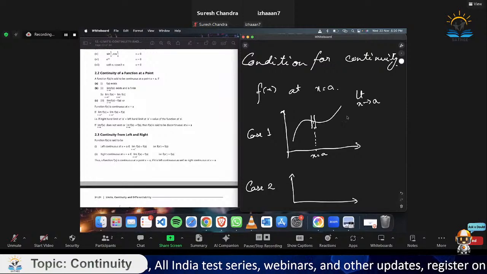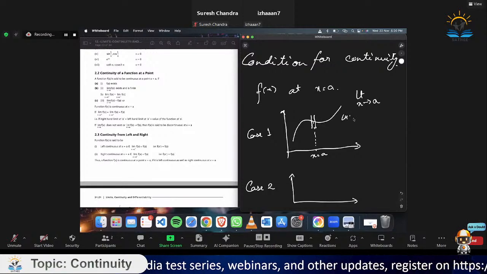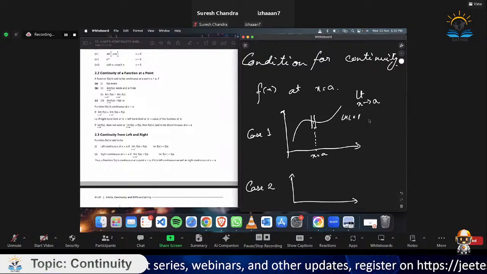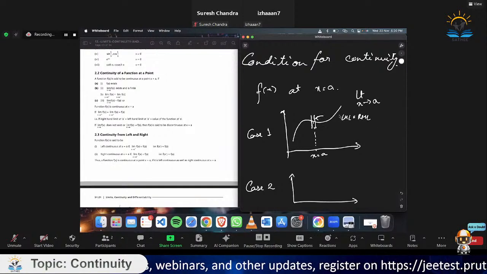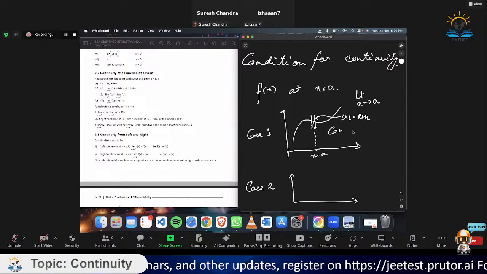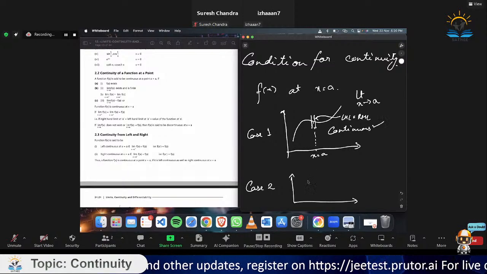So if my LHL is equals to right hand limit as it is in this graph, as you can see clearly, then I can say continuous. All right. Now let's see.